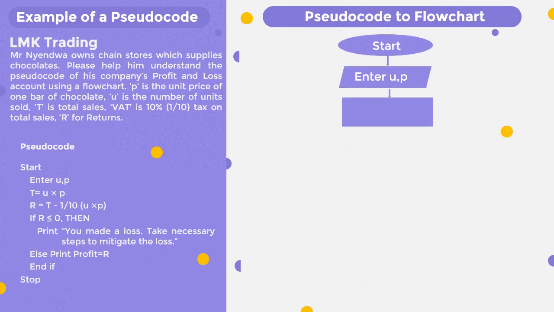Okay? What follows after that, according to this code? This is a rectangle shape. What does it represent? Processing. We want to find out the total sales by multiplying number of units sold by the price of each unit.